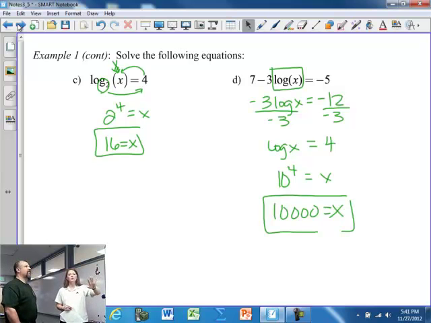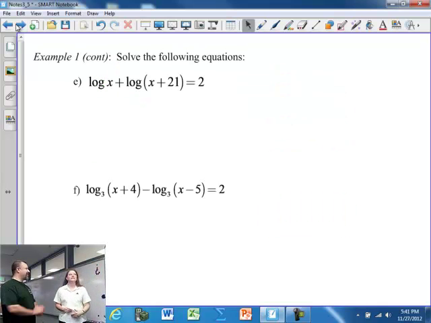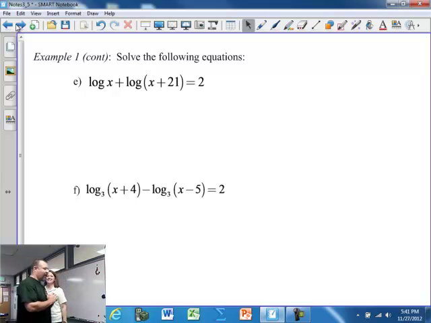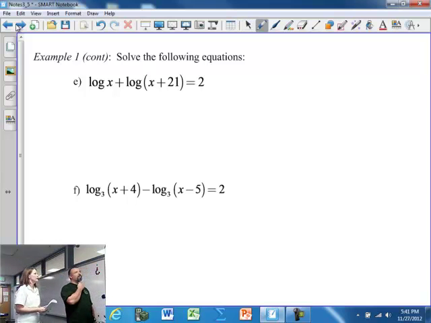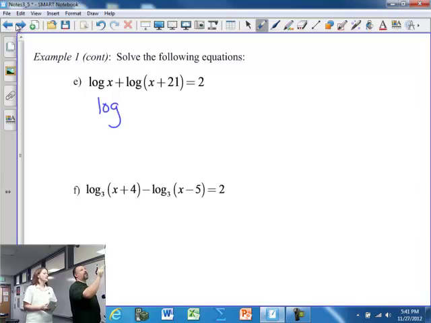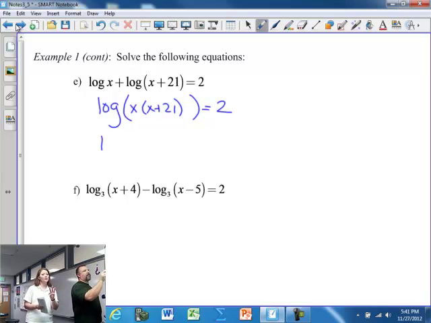Now C and D both had one logarithm. If we look at the next ones, we have 2 logs. So what we want to do is deal with one log at a time. If I have 2 logs separated by a plus, we can put 1 log and multiply the insides. So let's go log of x times x plus 21, and it still equals 2.